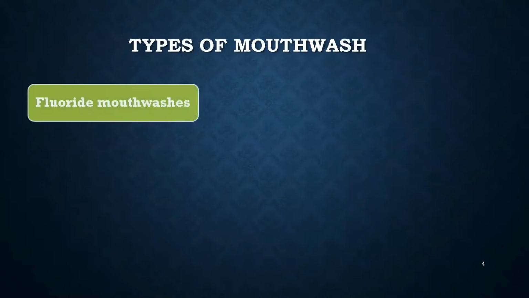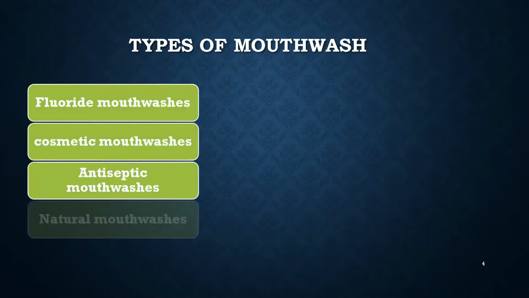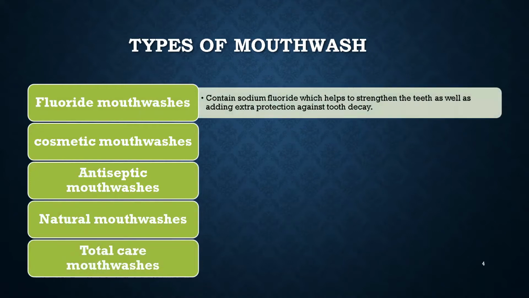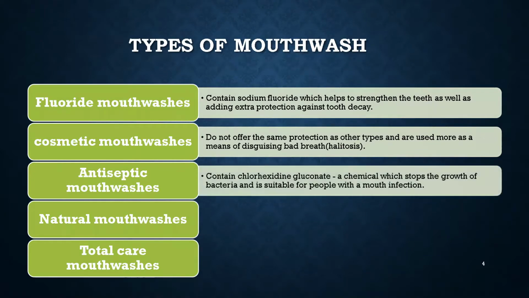Types of mouthwashes include fluoride mouthwashes, cosmetic mouthwashes, antiseptic mouthwashes, natural mouthwashes, and total care mouthwashes. So fluoride mouthwashes contain sodium fluoride, which helps to strengthen the teeth as well as prevent tooth decay. Cosmetic mouthwashes do not offer the same protection as the other types and they are used in case of disgusting bad breath, that is halitosis.